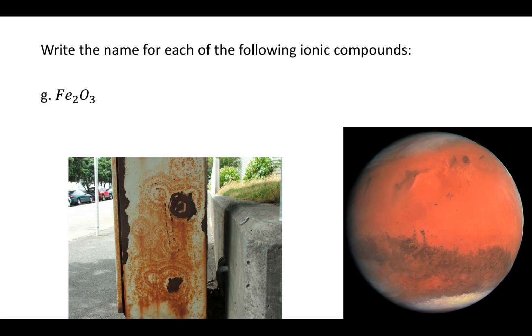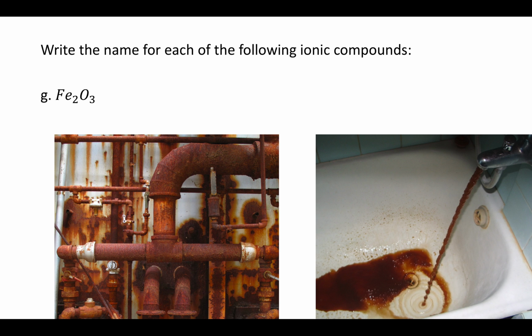How about naming Fe2O3? What's the name of this? And this is rust. Rust has that red-brown color, and it is what makes Mars red. Mars is covered in rust. It's covered in Fe2O3. So what's the name for rust, for Fe2O3?